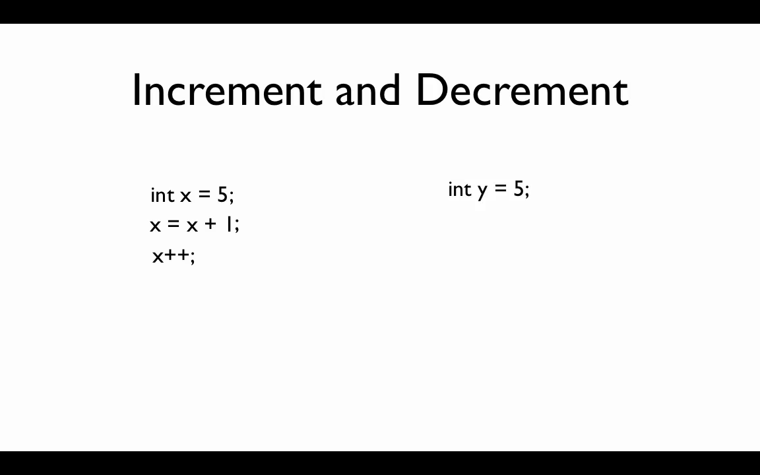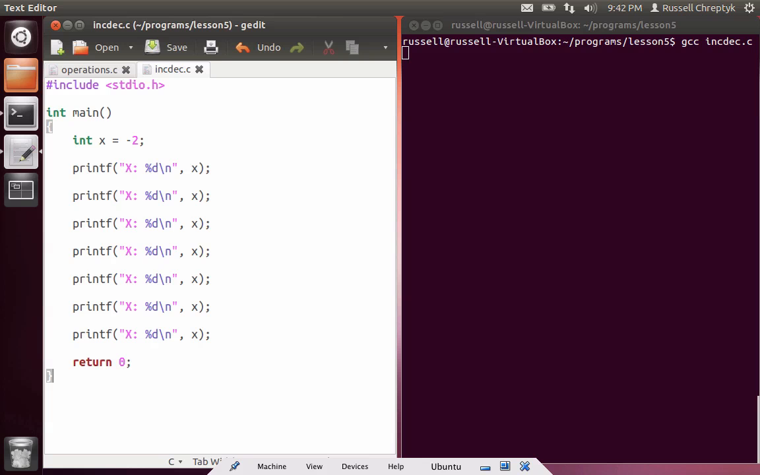The decrement operator works the exact same way. So if I have y is equal to 5, you can decrease it normally by saying y is equal to y minus 1. So you can shorten this by just saying y minus minus. So I'll show you a quick example so it makes a bit more sense.